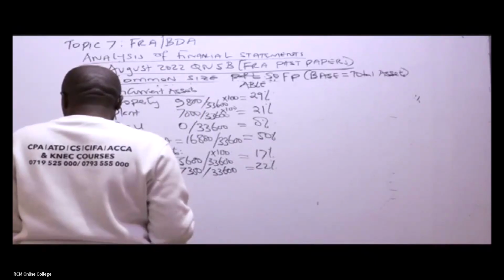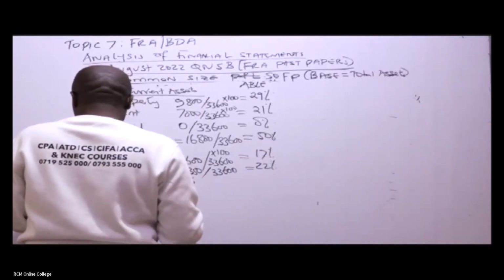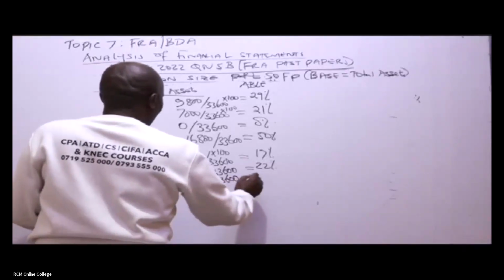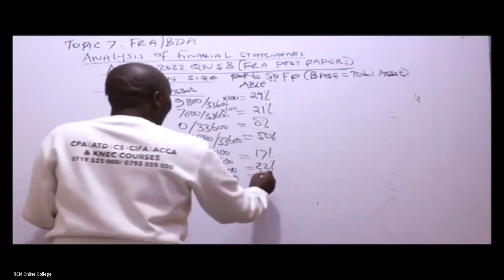After receivables, I can see bank. So for bank, what do we have there? 3,750 divided by 33,600, which will end up giving me what percentage there? 11%.